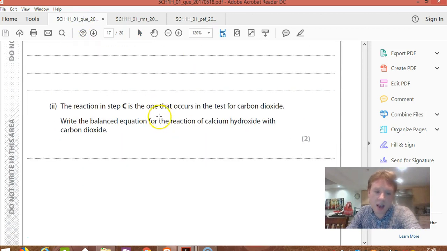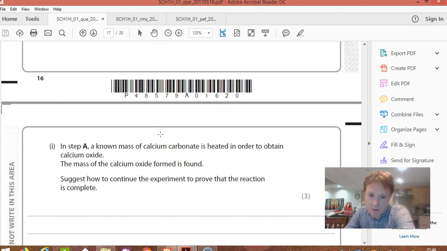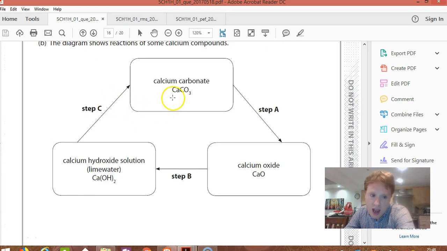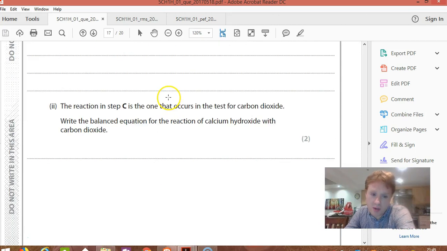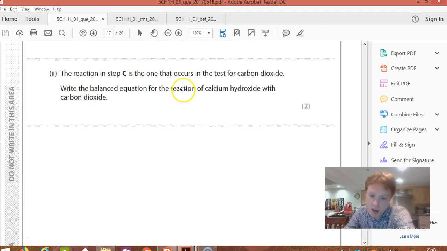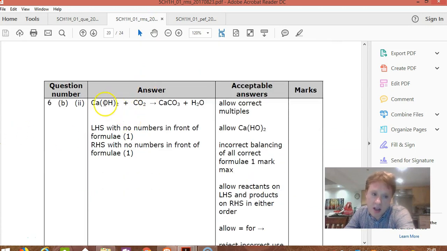So there you go. The reaction in step C is one that occurs as a test for carbon dioxide. Write a balanced equation for the reaction of calcium hydroxide with carbon dioxide. Well, at least you have the formula for calcium hydroxide and you have the formula for calcium carbonate, and you should know the formula for carbon dioxide is CO2, so it should be quite straightforward. Off you go. The answer is Ca(OH)2 plus CO2 arrow CaCO3 plus H2O.